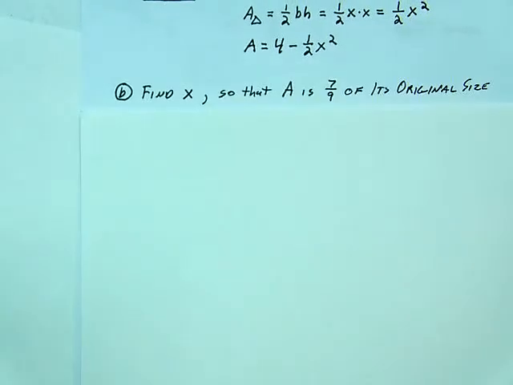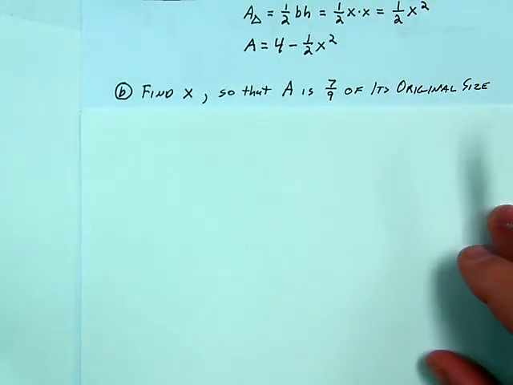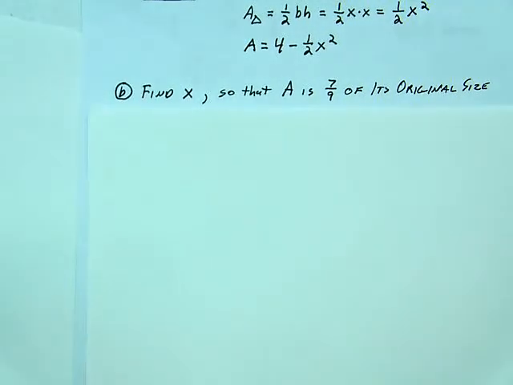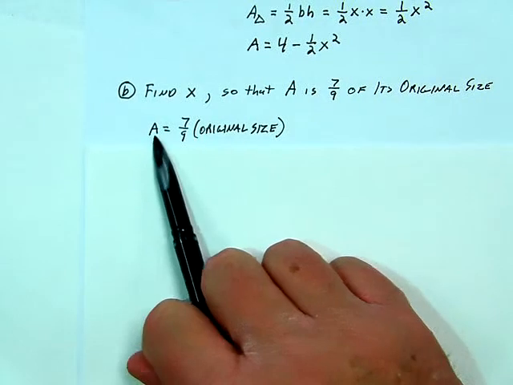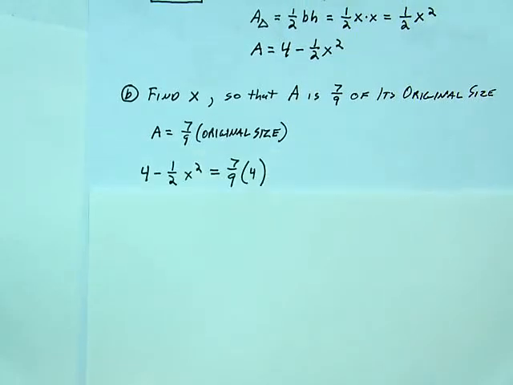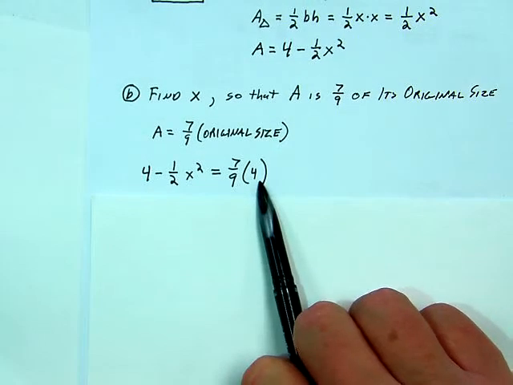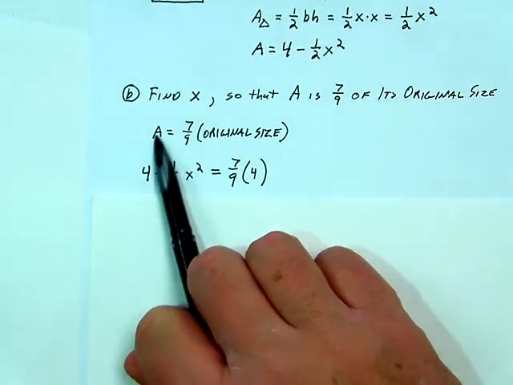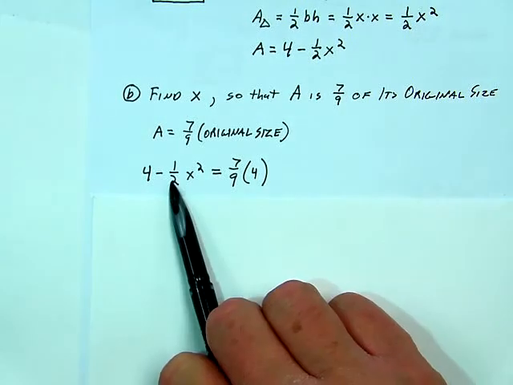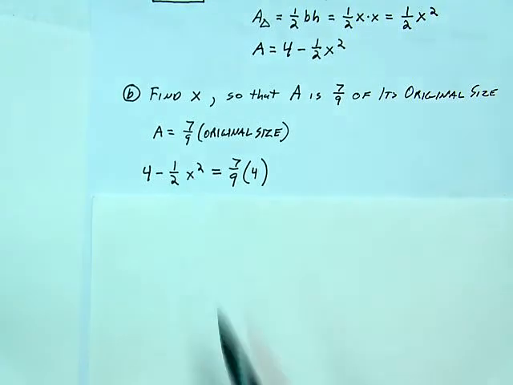Well, they go on to say, find x so that it is 7/9 of its original size. Okay? So we have to say the area that we're looking for is 7/9 of its original size. Its original size is 4, so I plug that in on that side. And A, we figured out that its calculation is right here, so we plug that in on this side. And then we just solve for x.